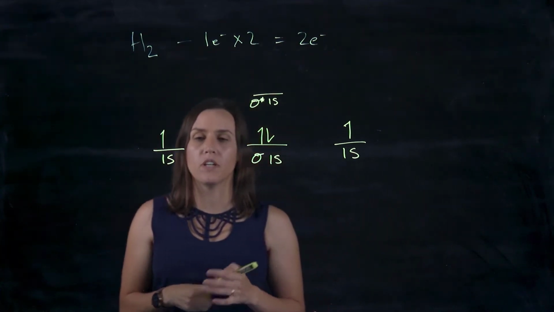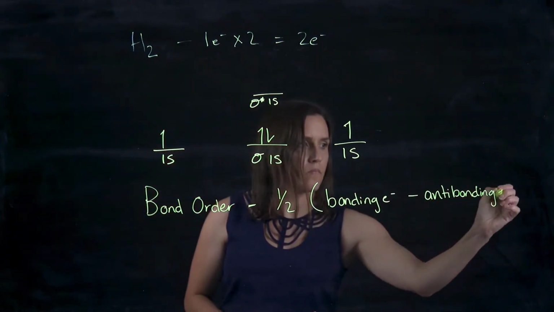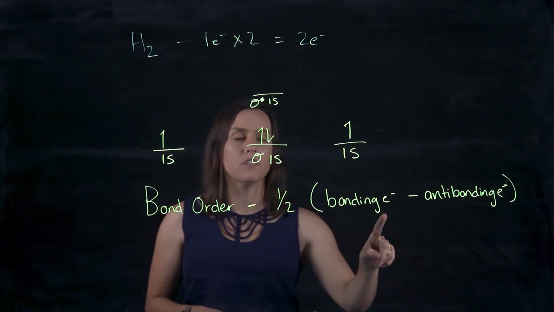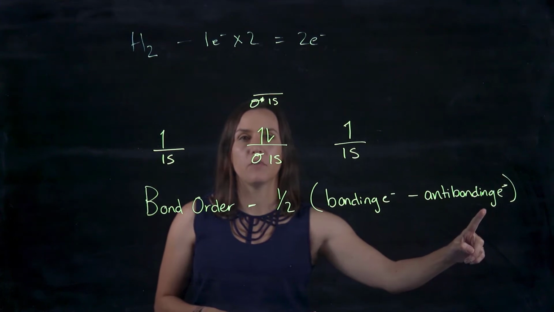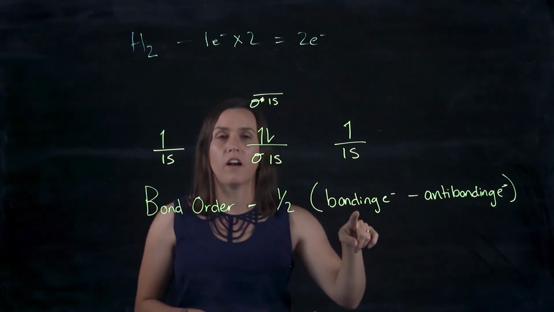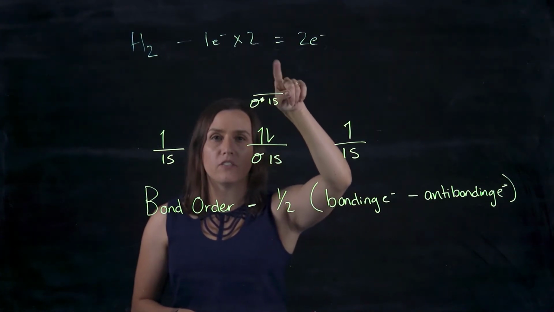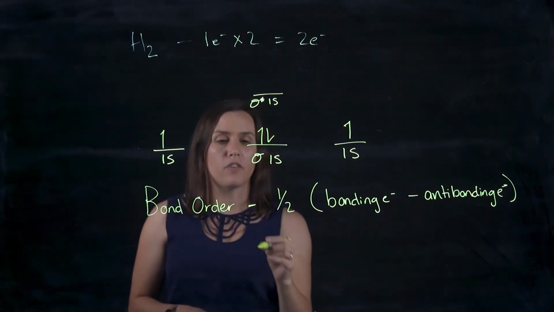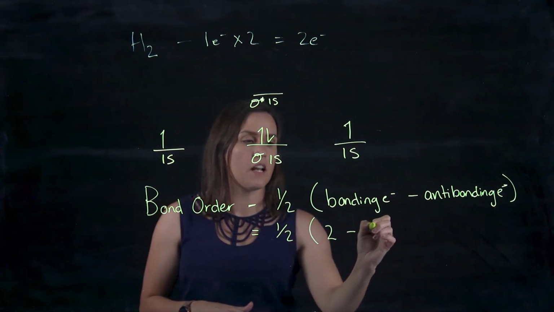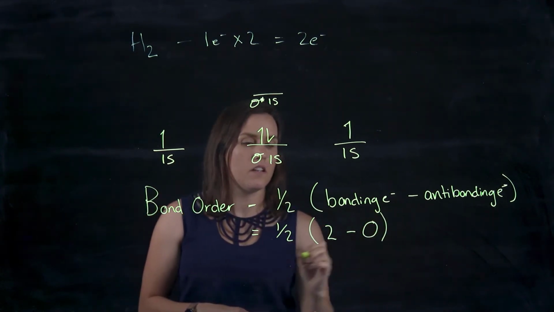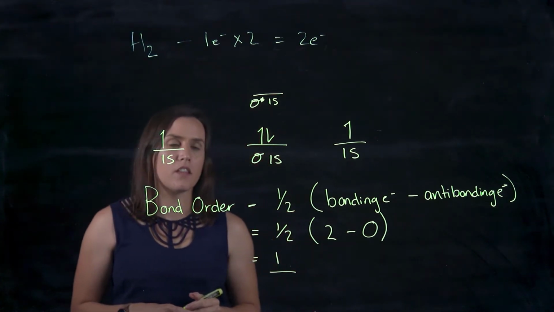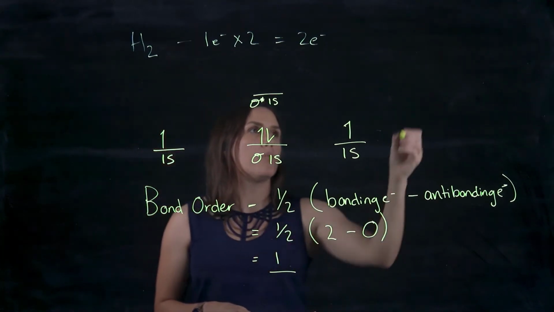So to work out the bond order, the bond order equals half the total number of bonding electrons minus the total number of antibonding electrons. So for this one here, I would look at how many electrons are in my bonding and how many are in my antibonding. I've got 2 electrons in my bonding and 0 in my antibonding. So it'd be half of 2, which equals 1. So that would be the bond order, a bond order of 1.